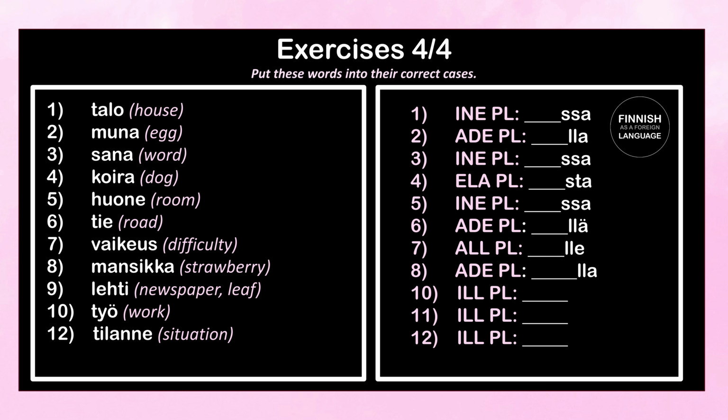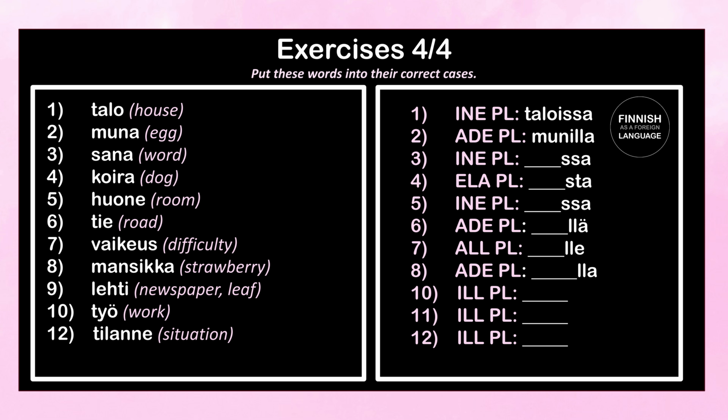Here we have 13 words and the task is to put them into their correct forms. Our first one is talo. We want to form the inessive plural. That's right, the inessive plural of talo is taloissa. Next one is muna, which means egg. We want to form the adjective plural. Excellent, it's munilla. Next one, sana, which means word.